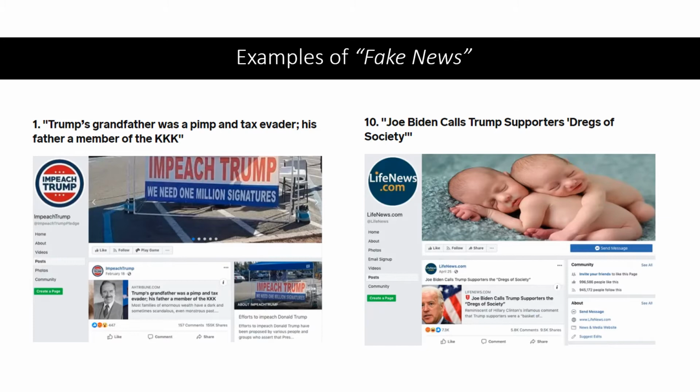Okay, so here again, we have a questionable source, lifenews.com. They have a particular agenda. This information is false. All you have to do is listen to his speech to know that he did not say that. And their focus is really to discredit Biden and often Democrats in general. So again, fitting that definition of fake news.